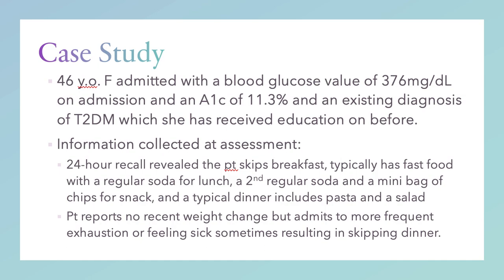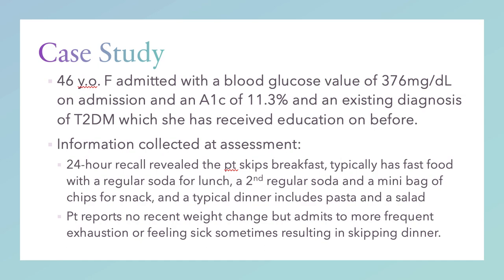During my time in my med-surg inpatient clinical rotation, I had the following case on my patient list one day. During screening, her chart review showed that she had been here in the past for the same reason, and she had received diet education from the clinical nutrition department in a previous admission. A 46-year-old female with a blood glucose of 376 on admission and an A1C of 11.3%, with an existing diagnosis of type 2 diabetes that she has previously received education on before.